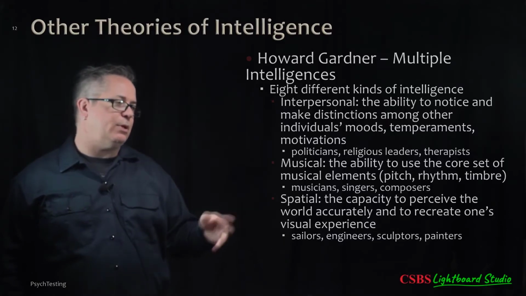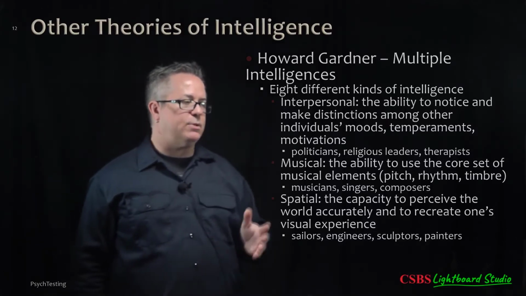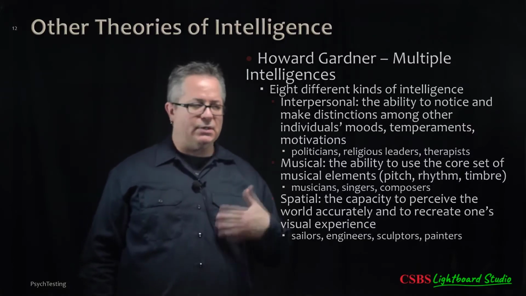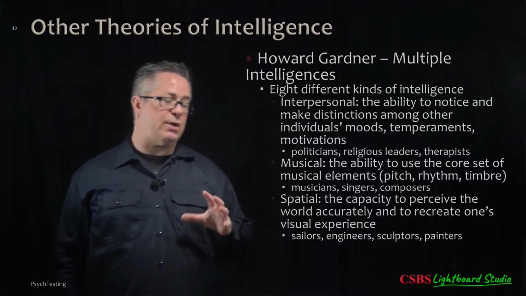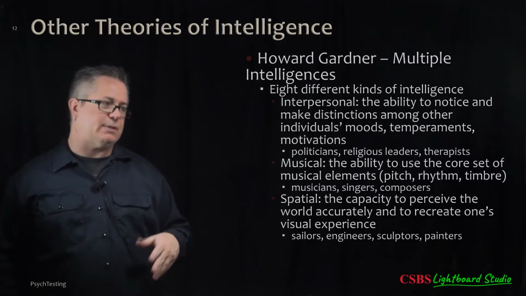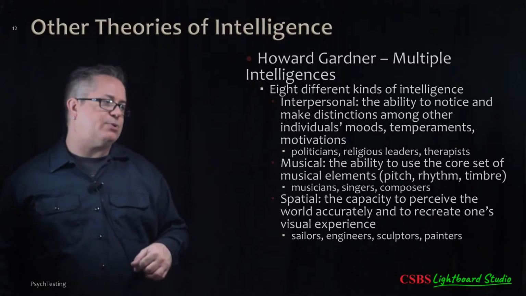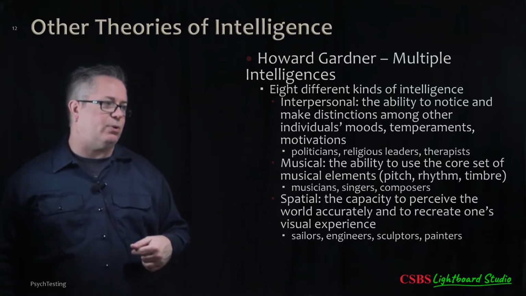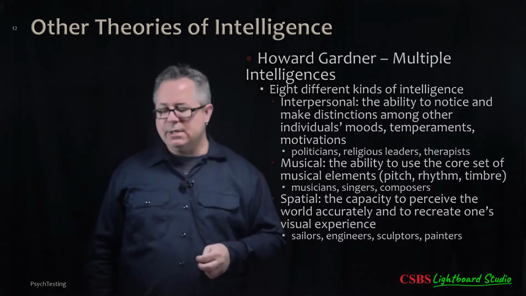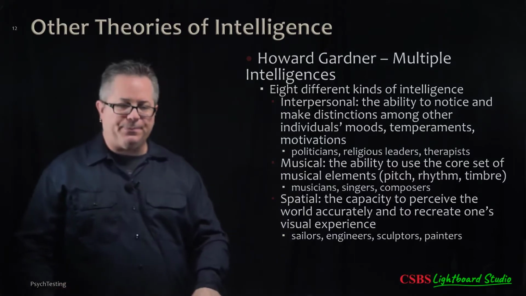So there's the ability to use the core set of musical elements: pitch, rhythm, timbre. Musicians, singers, composers, all of them would have to be skilled at this. Then you've got spatial ability, the capacity to perceive the world accurately and to recreate one's visual experience. So this is an interesting one.